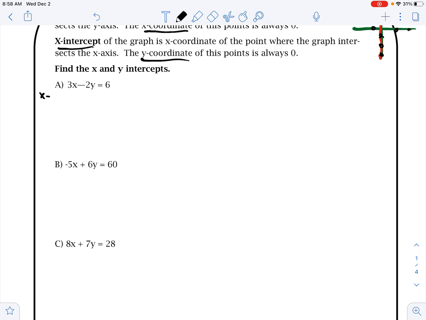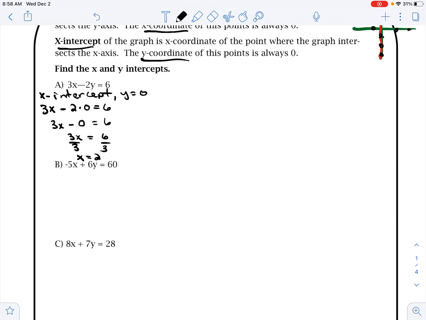To find the x-intercept, I'm going to make my y value equal 0. So 3x minus 2 times 0 equals 6. 2 times 0 is 0, and 3x minus 0 is 3x. Then we divide by 3, and x is equal to 2.